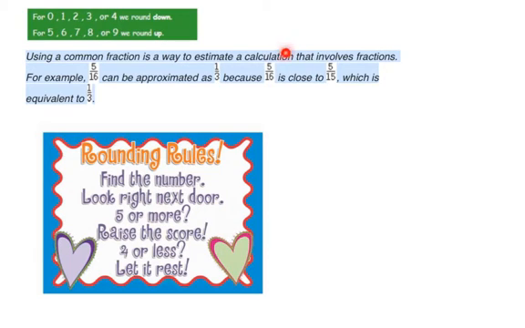We're also going to be looking at estimating with fractions. Just a little tip for estimating with fractions: use a common fraction as a way to estimate a calculation that involves fractions. If you did the lesson on percent, fractions and decimals, that second slide of notes has the common fractions, if you want to go back and look at that. But here's an example. 5/16 can be approximated to 1/3 because 5/16 is close to 5/15. So you just change that denominator by 1, and that is equivalent to 1/3.